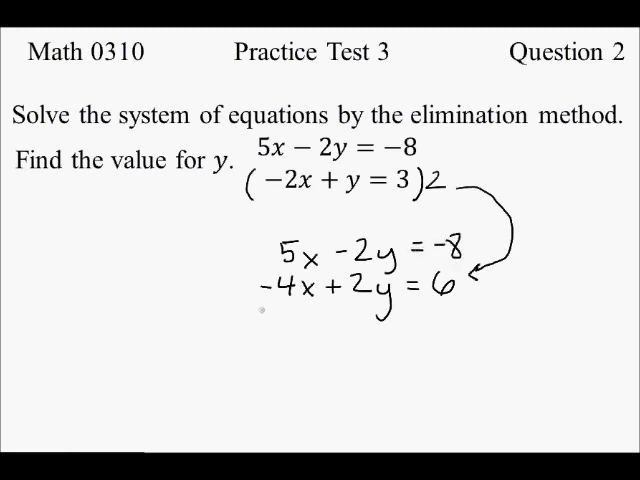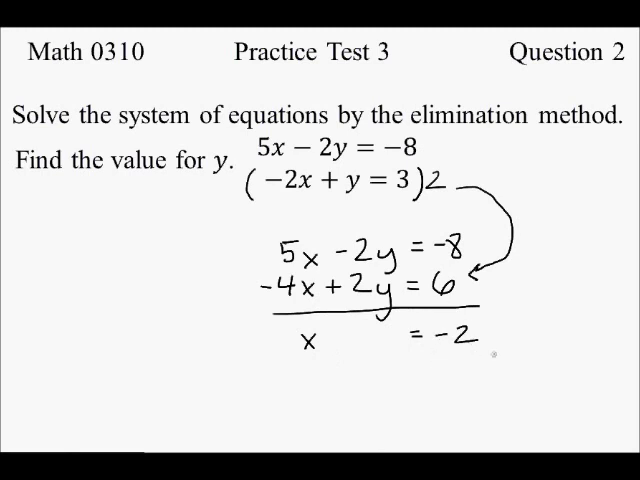Okay, so now that we have them with a minus 2y and a plus 2y, we can see when we add these together, we're not going to have any y's. So we have eliminated our y's. So 5x minus 4x gives us 1x, or just x. Again, no y's left there. And equals negative 8 plus 6 gives us negative 2. So pretty easy there, it kind of solved itself for x. So we have x equals negative 2 already.